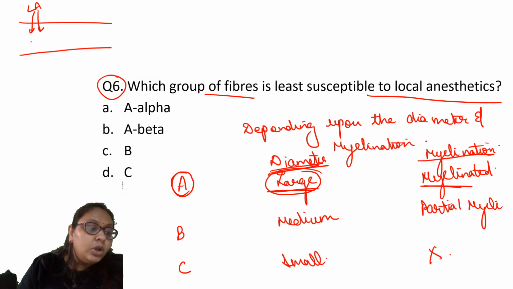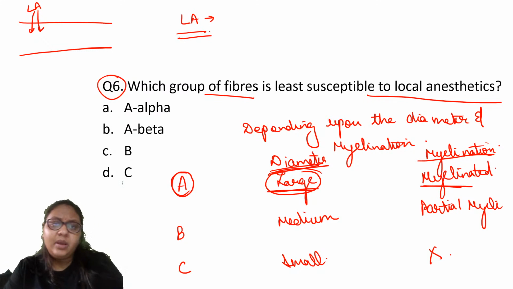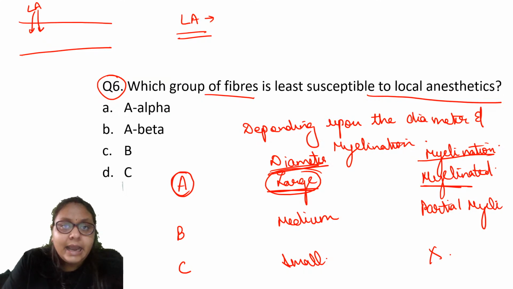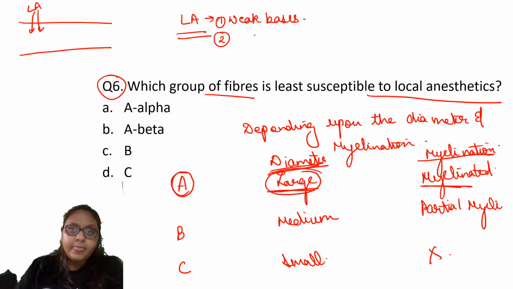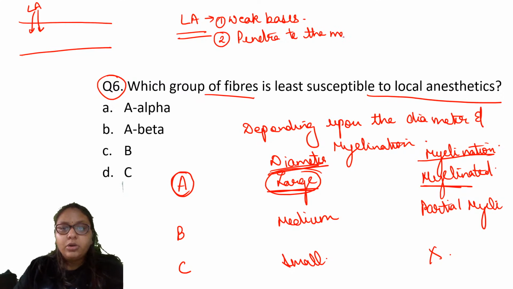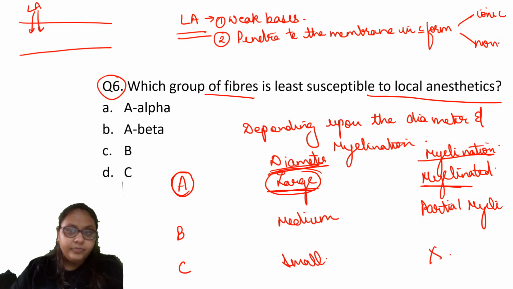In what form? Dr. Kunal, local anesthetics, they penetrate the cell membrane in what form? Is it cationic or anionic form? Local anesthetics which are weak bases, can you please tell me, they penetrate the membrane in which form? How do local anesthetics act? Is it ionic or non-ionic form?